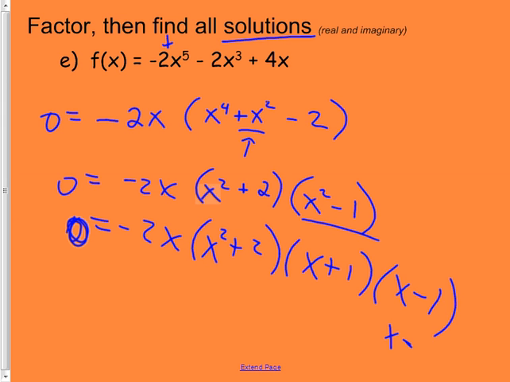Okay, x equals 1, x equals -1. There's 2 of my answers. How many answers am I looking for? 5. See? This one, right here, if I set -2x equal to 0, that's what's really happening. Divide by -2, x equals 0. That's one answer. Now I'm up to 1, 2, 3 answers.